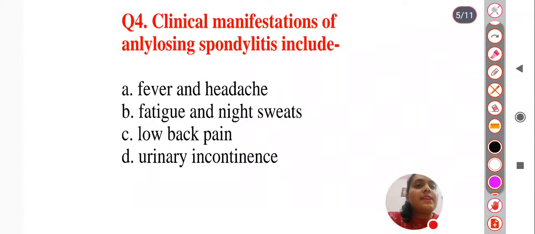Fourth question is, clinical manifestation of ankylosing spondylitis include fever and headache, fatigue and night sweats, low back pain, or D option is urinary incontinence. Please answer.